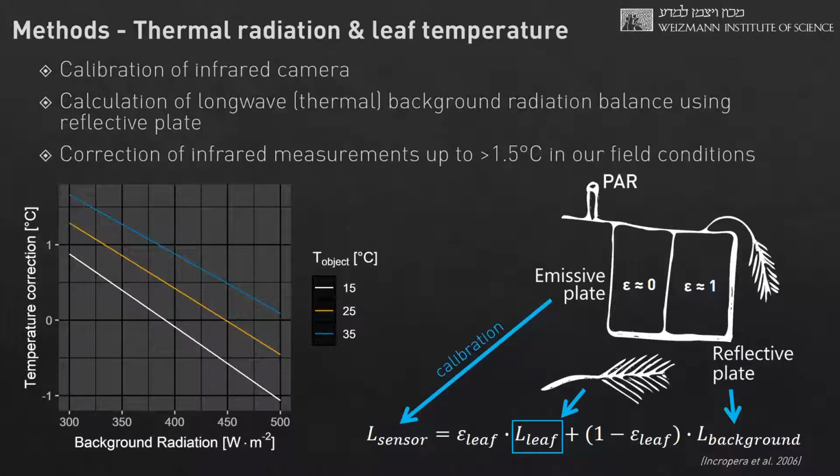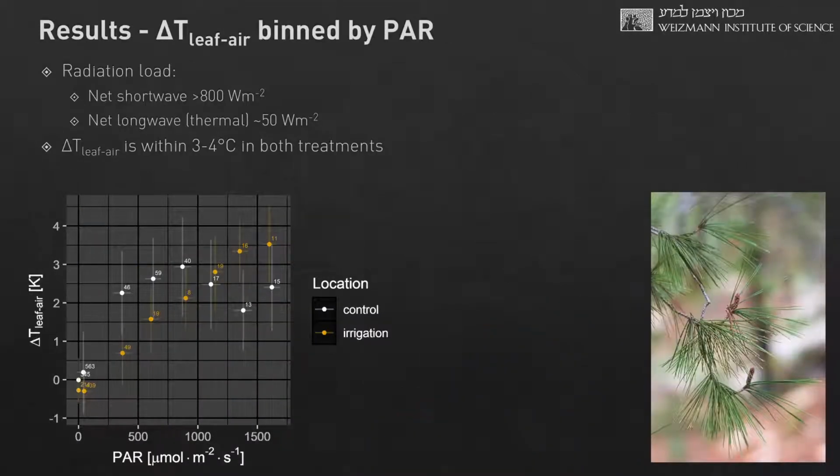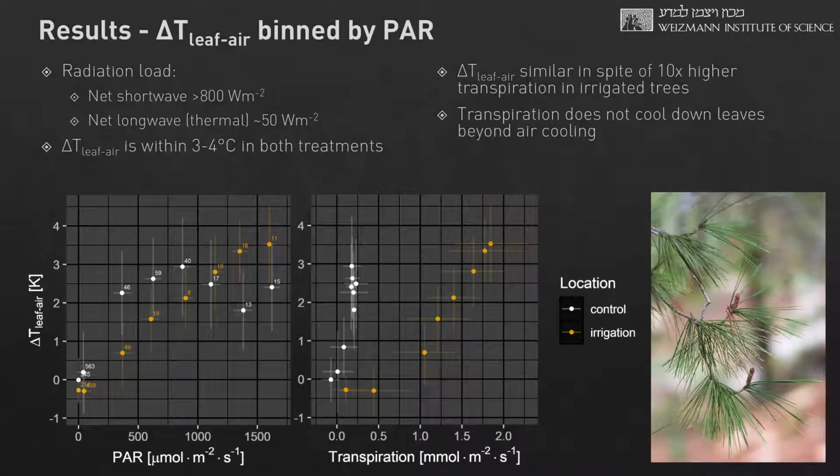As for results, under this high radiation load, we observed that the leaf-to-air temperature difference, delta T, reached only about 3 to 4 degrees Celsius in both the irrigated and the drought-exposed control trees, without any significant differences, as can be seen here. This is surprising considering the transpiration that is approximately 10 times higher in the irrigated trees, as seen here, and it shows that heat dissipation through latent heat does not significantly cool the leaves.